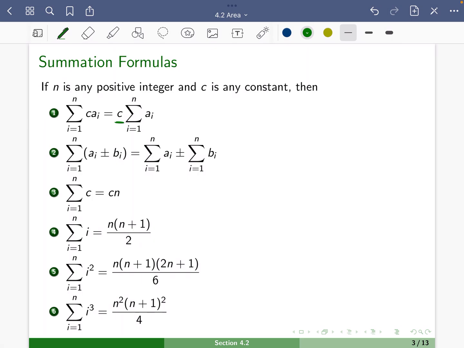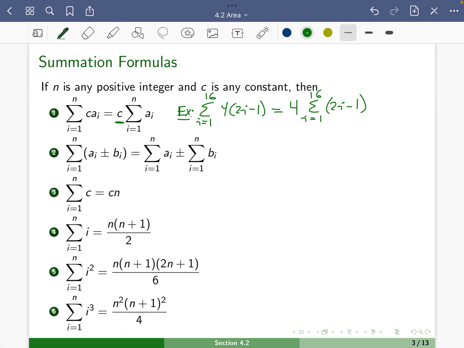So if I had something like a sum i equals 1 to 16 of 4 times 2i minus 1, that 4 we could move out in front, just like that. Great. So that is our first rule.